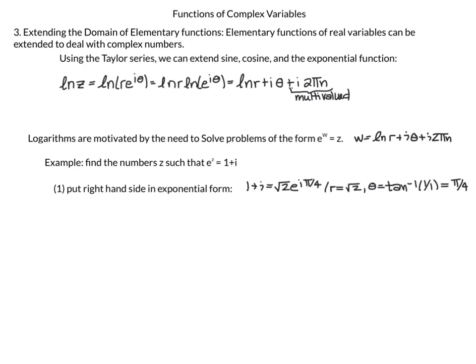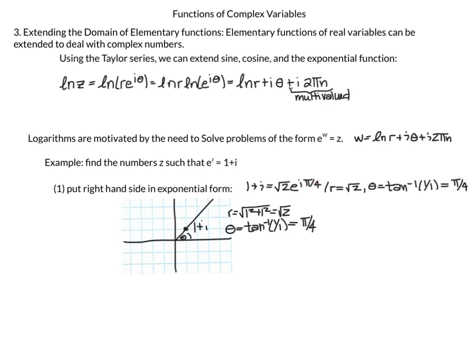So 1 plus i, if I graph that over here, now the radius is square root of 2, e to the, if I go all the way here I'm at pi over 2, so halfway is pi over 4. Or as I say, you can use our formula r equals square root of x squared plus y squared. In this case our x and y are both 1, so we have square root of 2. And theta is equal to the inverse tangent of opposite over adjacent, so that's y over x, so that's 1 over 1, which is equal to pi over 4.